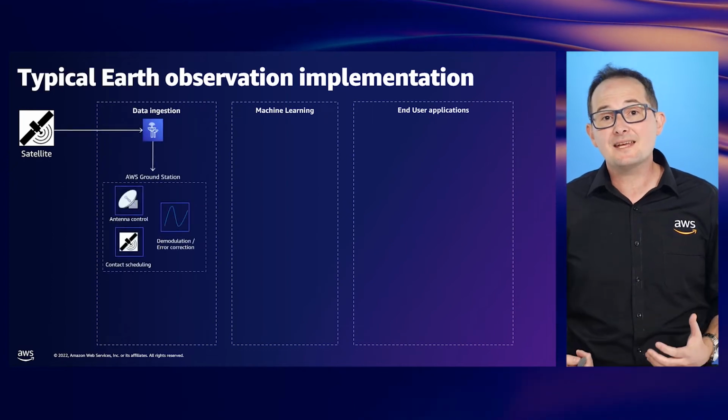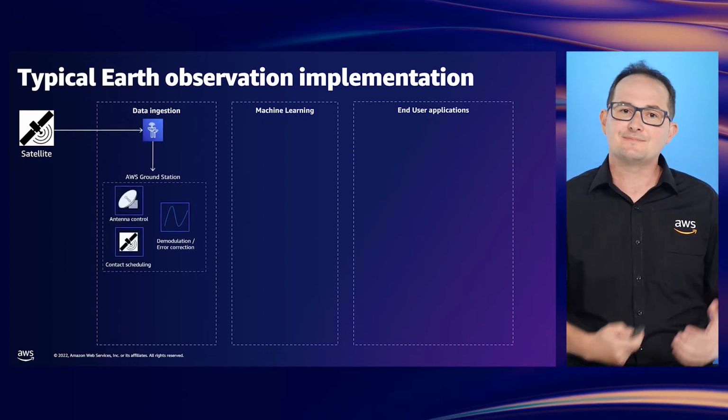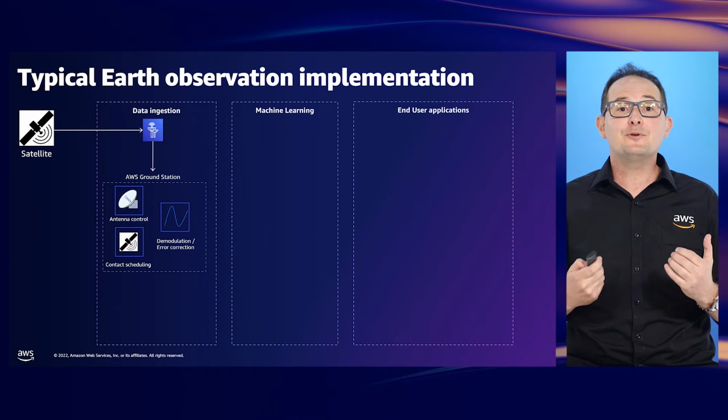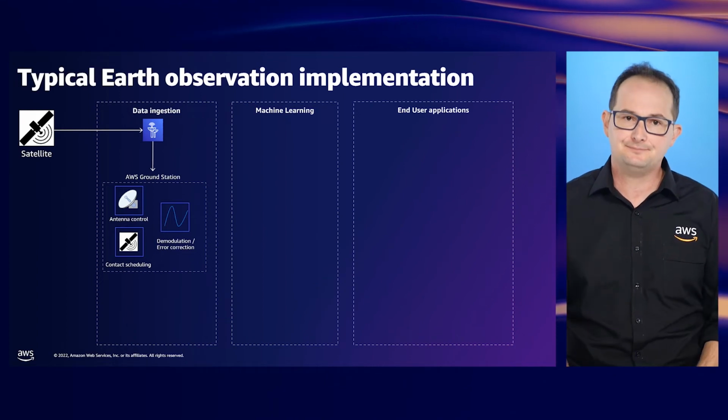On the ingestion layer, you have AWS Ground Station. This service helps you to make your contacts to your satellites.